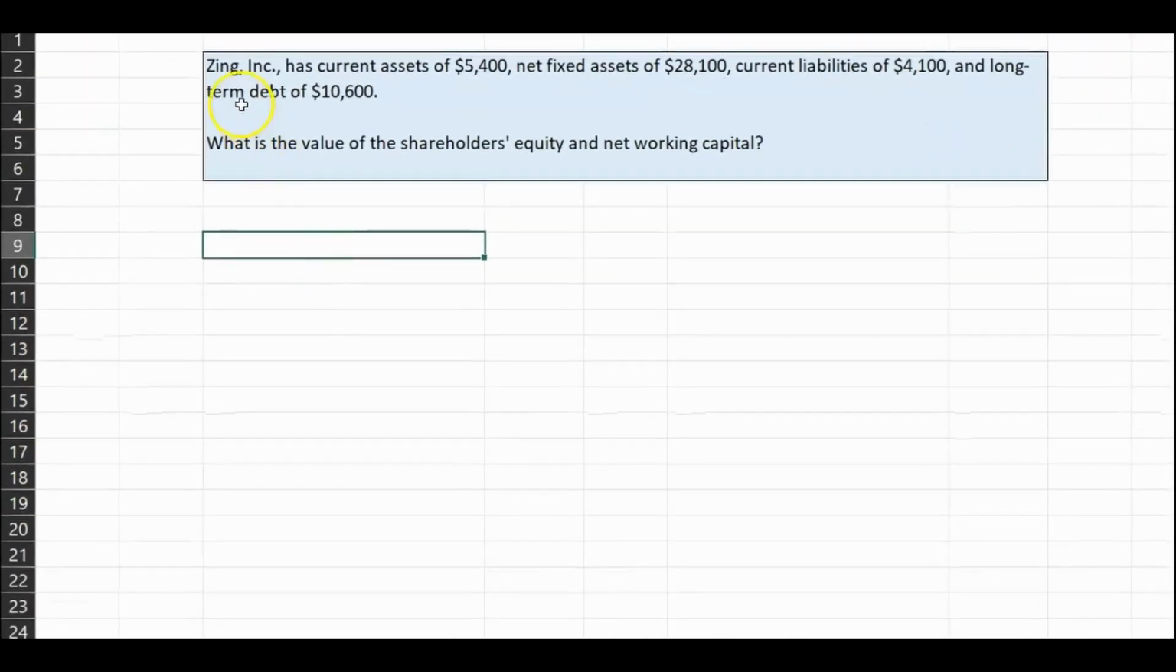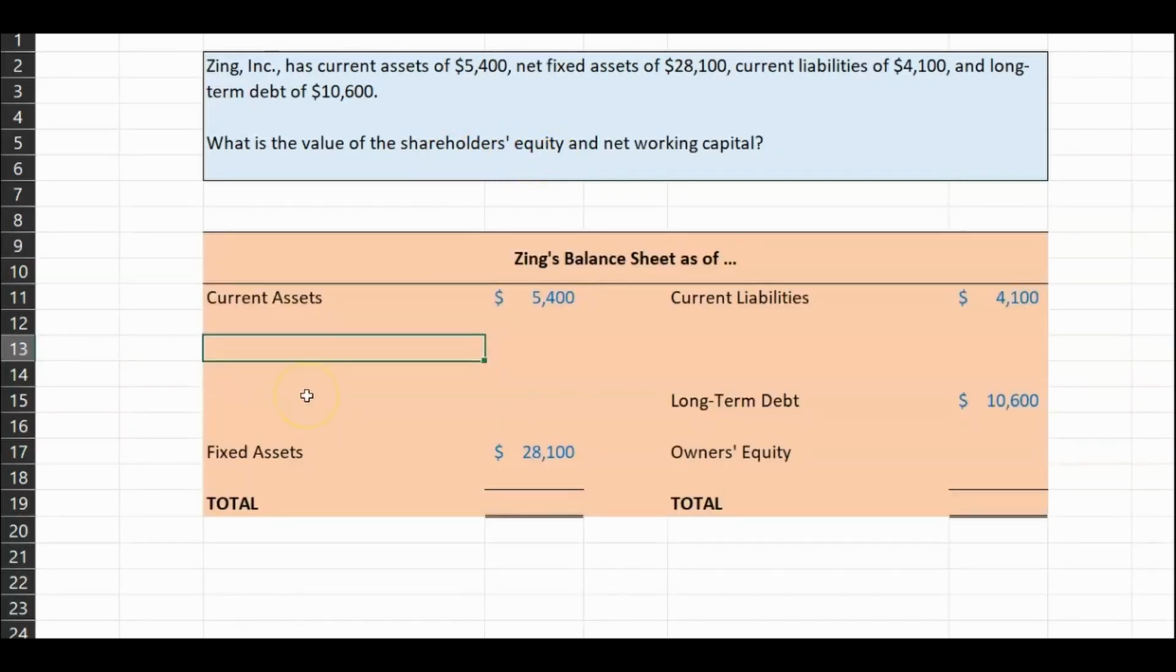So consider Zing Incorporated. You're told it has current assets of $5,400, net fixed assets of $28,100, current liabilities of $4,100, and long-term debt of $10,600. You're asked, what is the value of the shareholders' equity and net working capital? Now, what I've done here is that I've incorporated all this information in Zing's balance sheet.